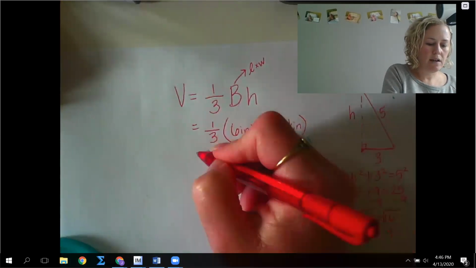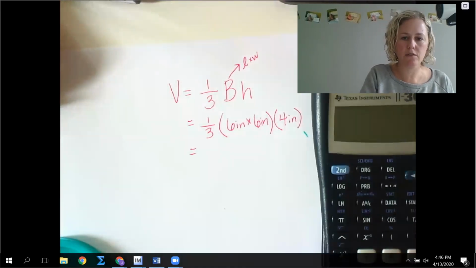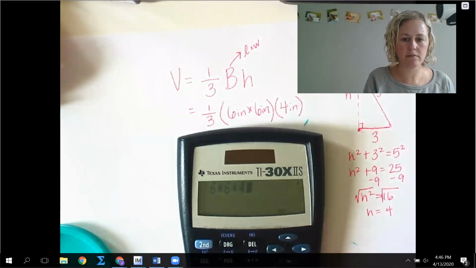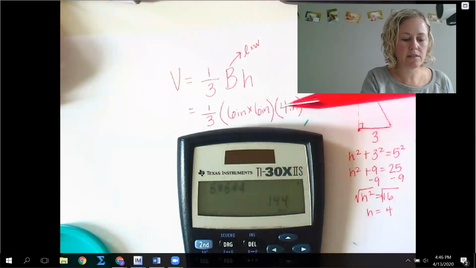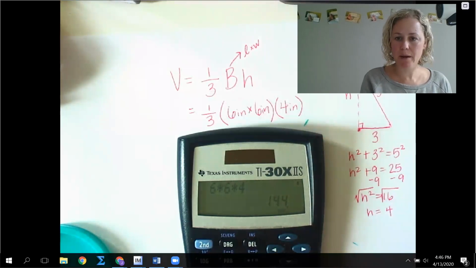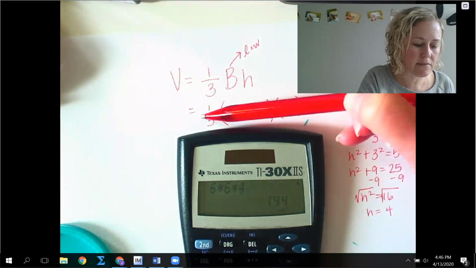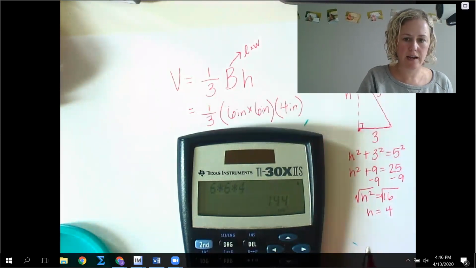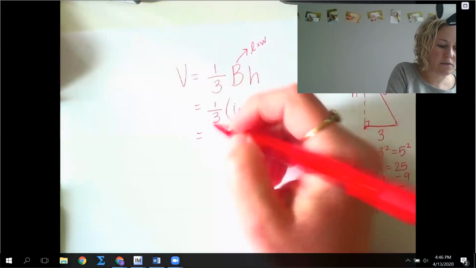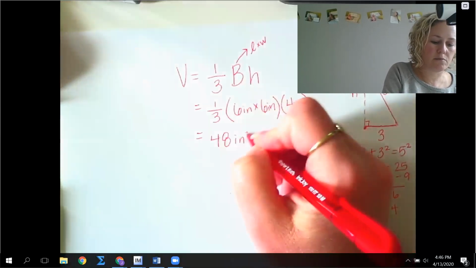Now I'm going to use my calculator to find the answer. So I'm going to do 6 times 6 times 4 and hit enter. If I multiply these 3 numbers together, I get 144. And then I need 1/3 of that. So I can multiply by 1/3, or I can just divide by 3. See how this is dividing by 3? So go ahead and do that. Divide by 3. We get 48. So our final answer is 48 inches times inches times inches, which is inches cubed.